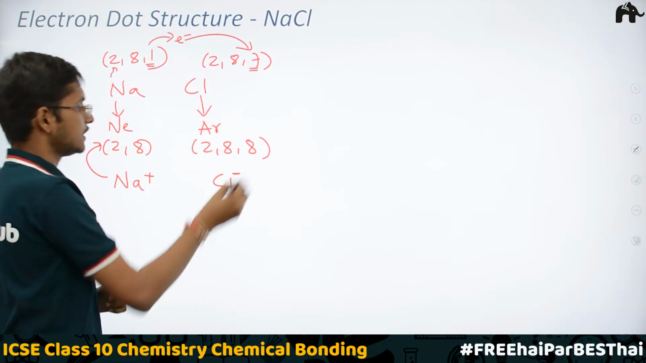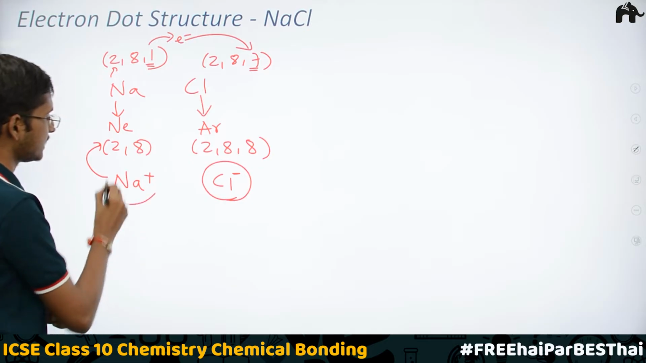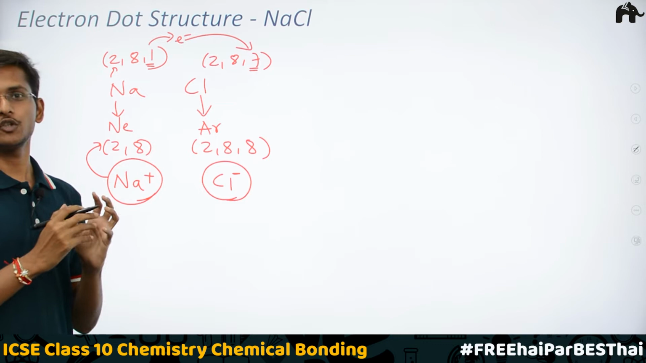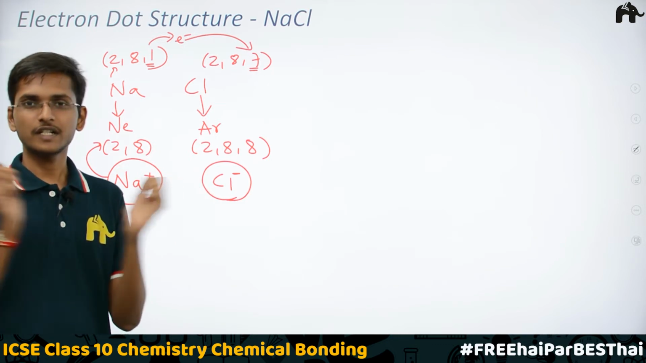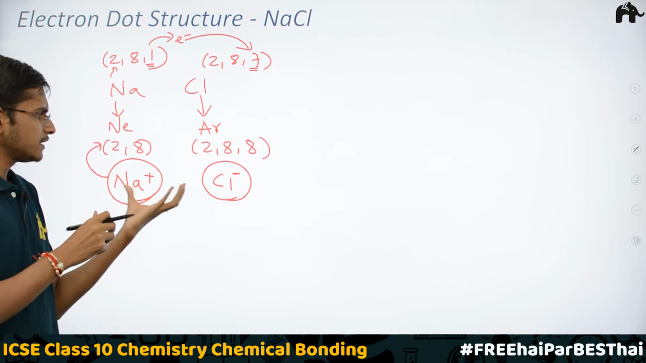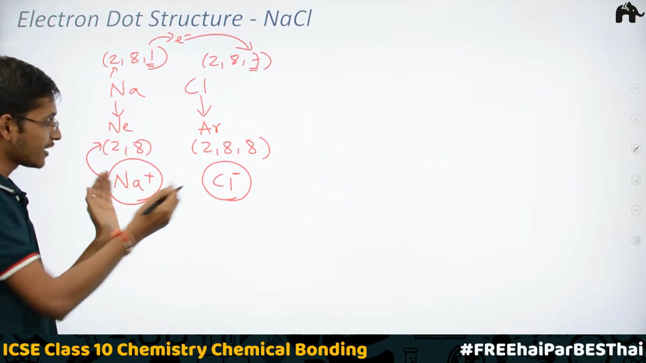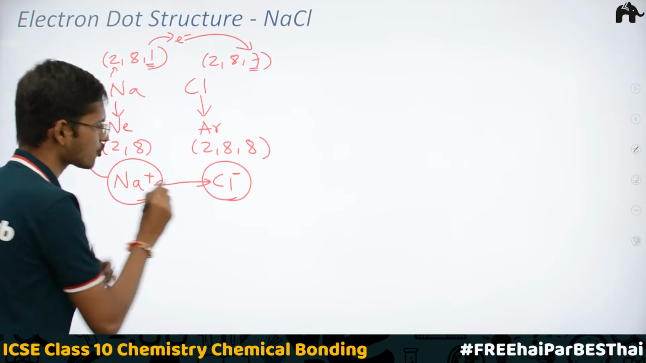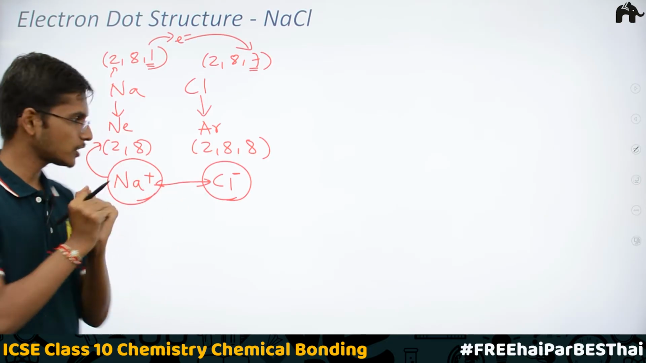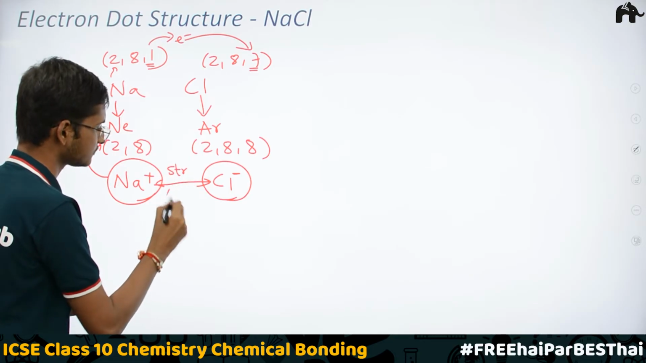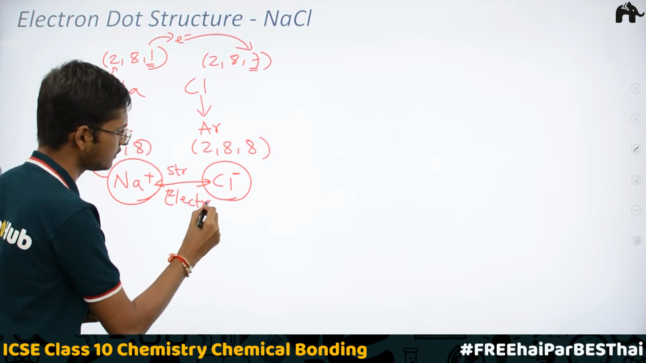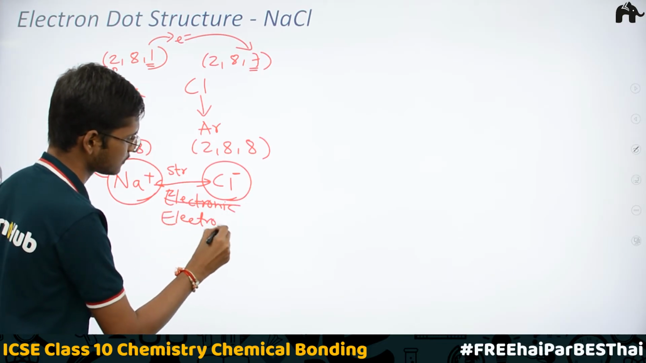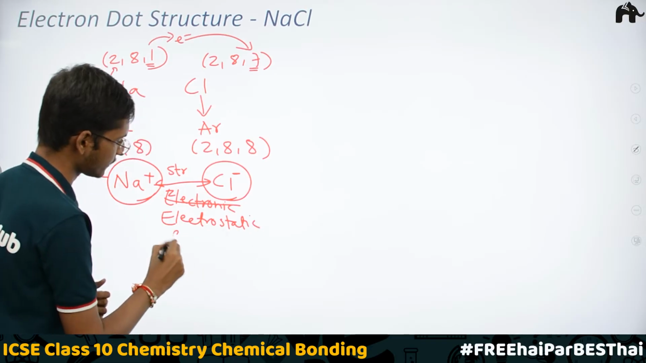Now this Cl minus and Na plus are charges, one a positive charge and the other a negative charge. We know like charges repel each other and unlike charges attract each other. So in this way they find an affection for each other. They attract each other, and a strong electrostatic force of attraction develops between them. You have to remember this word because it is a key word: electrostatic force of attraction.